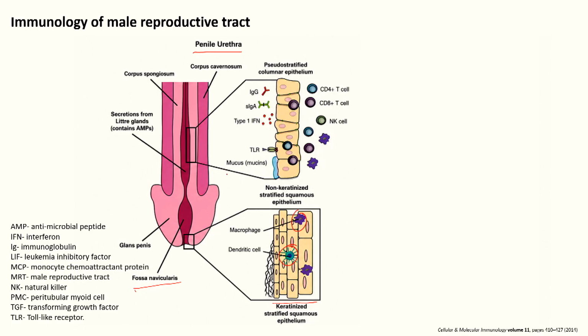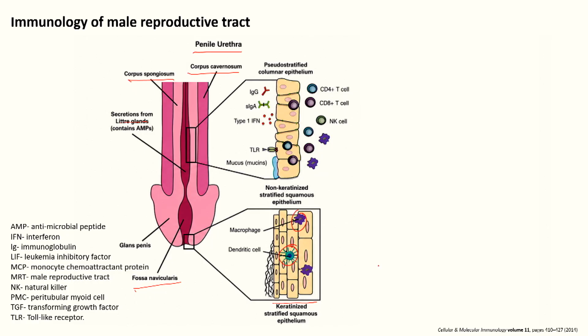Apart from that, we have two very strong muscular areas called corpus cavernosum and corpus spongiosum, which line the penile urethra part. And we have very specific secreting cells, which are mucin-secreting cells called Littre glands, which also contain a very high concentration of antimicrobial peptides.